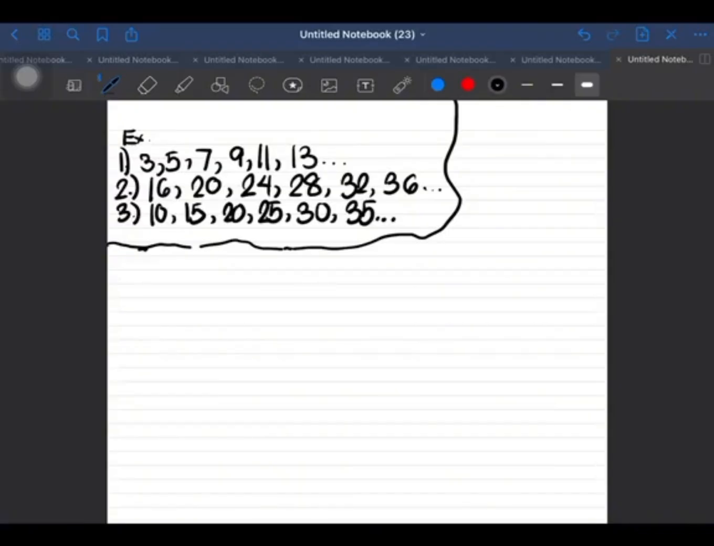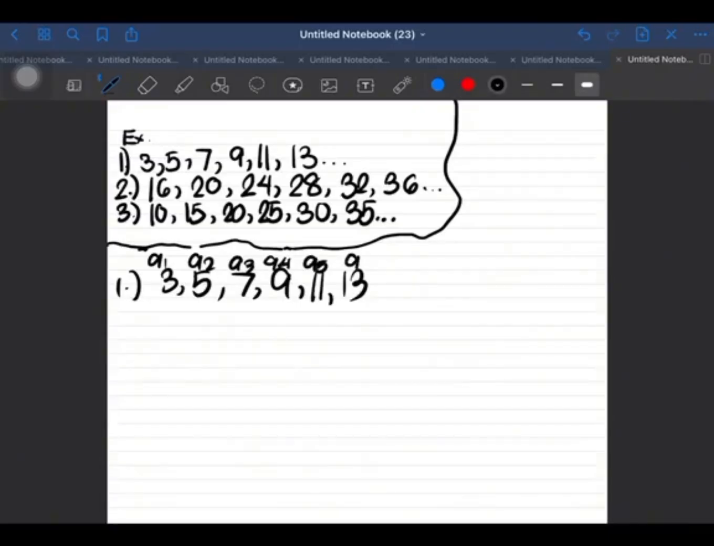First is 3, 5, 7, 9, 11, 13. Our a sub 1 is 3. Our a sub 2 is 5. Our a sub 3 is 7. Our a sub 4 is 9. Our a sub 5 is 11. And our a sub 6 is 13.